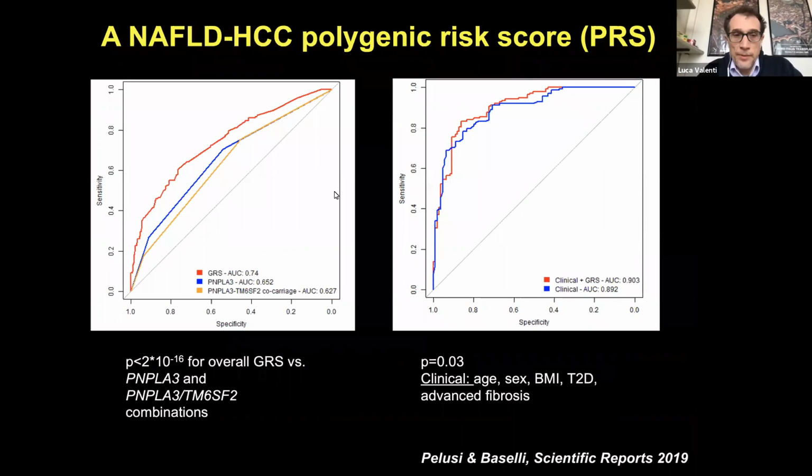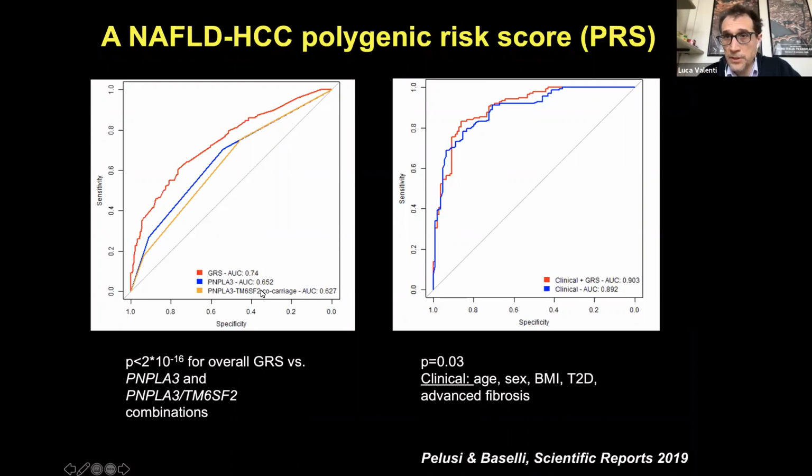And the combination of multiple genetic risk factors, including the carriage of the ApoB variant, was able to improve the ability to discriminate the risk of developing liver cancer, achieving a discrimination which was not yet optimal, of course, but better than the PNPLA3 variant alone, as shown in blue here, or a combination of the main common genetic risk variants of the condition.